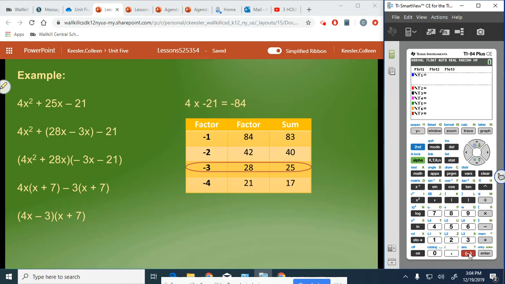If I do negative 84 divided by x and pull up the table, we see all the factors. And they're just the same as the ones we have here. So 1 and negative 84, it would be the same as negative 1 and positive 84, negative 2 and 42, and negative 3 and 28, and so on. And if you add negative 3 and 28, you get a sum of 25, which is this 25 right here.